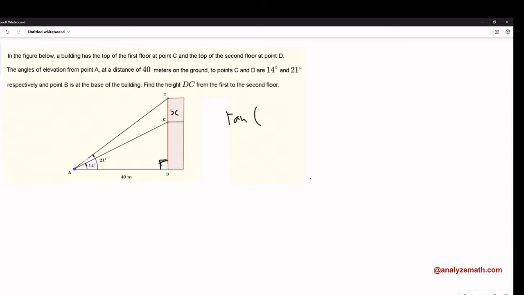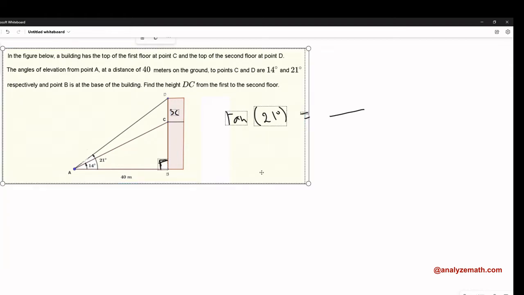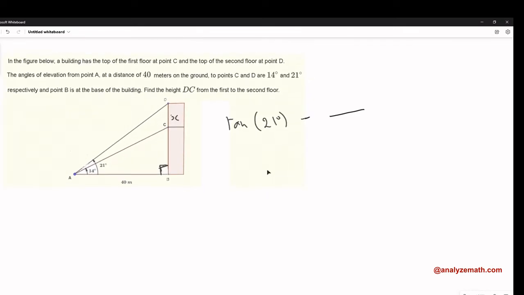Now let's start with the tangent of 21 degrees, the big angle. It is equal to the opposite side, all this, divided by the adjacent. Here we have X, and we don't know BC, so we call it Y. So the tangent of 21 is equal to X plus Y divided by the adjacent side.